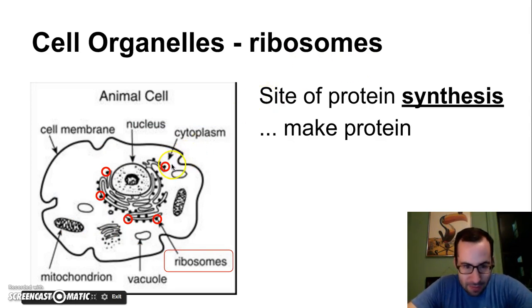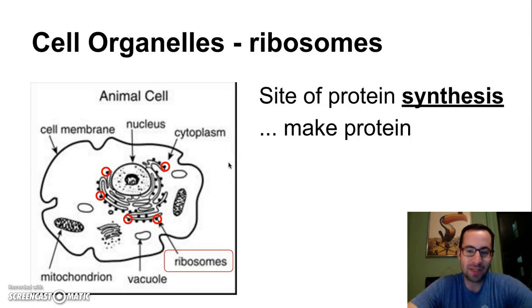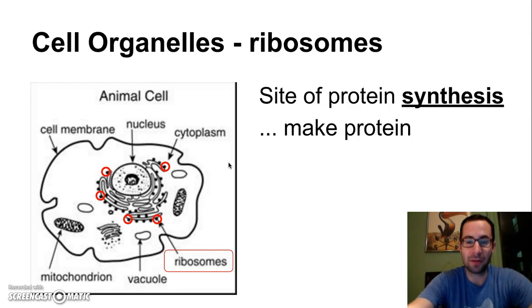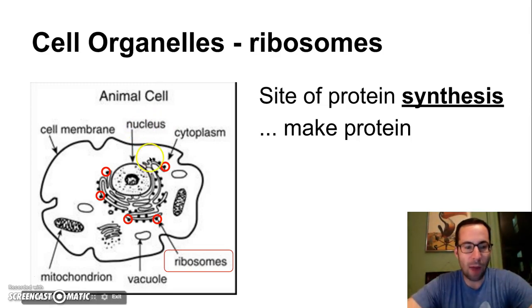Ribosomes, you see the ribosomes, these little dots here? The ribosomes are really important, actually. The ribosomes are where protein synthesis takes place. Synthesis sounds like a really big word, but synthesis really just means to make something. Protein synthesis is to make protein, and that's what the ribosomes do.